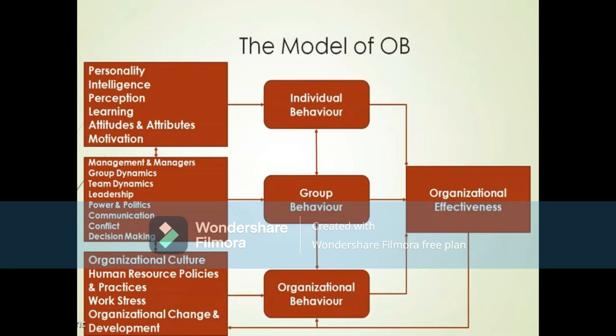Individual behavior means personality, intelligence, perception, learning, attitudes and values, motivation. All these are related to individual behavior. An individual acts according to all these aspects: his perception, his learning, what are his attitudes, what are his values, to what extent he can be motivated, what is the personality and intelligence level. All these lead to the behavior of the individual. And ultimately, if all these aspects are in a good way or a positive way, that individual behavior leads to effectiveness in the organization.